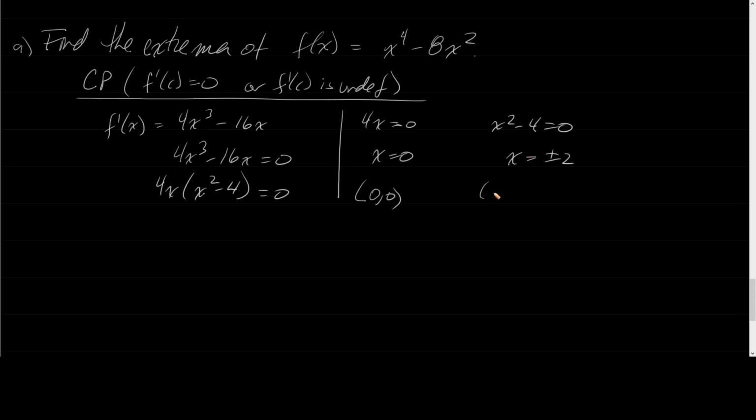All right, now let's figure out what happens when I plug in 2. 2 squared is 4. 4 times 8 is 32. 2 to the 4th is 16. 16 minus 32 is negative 16.